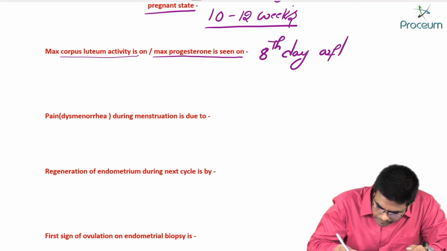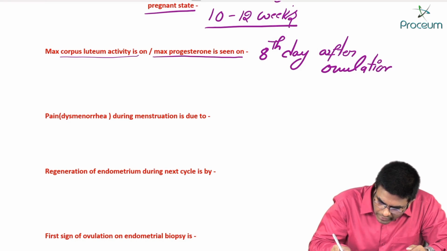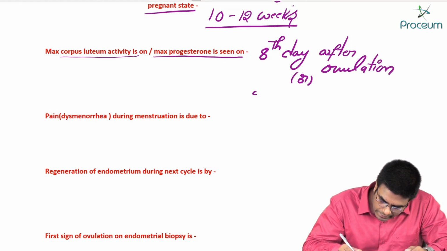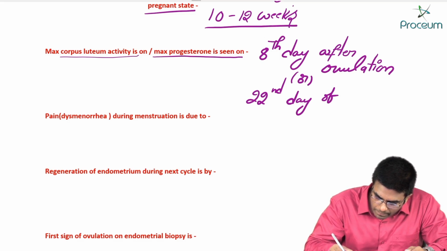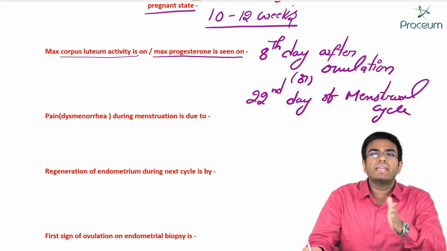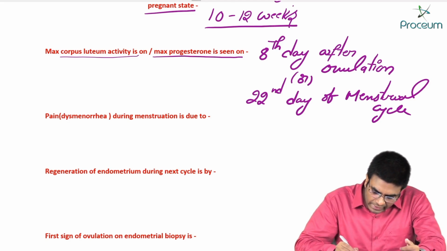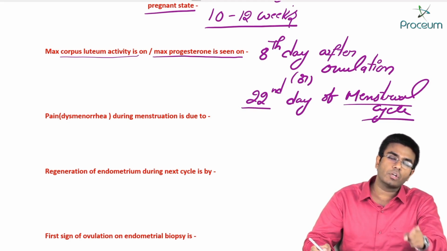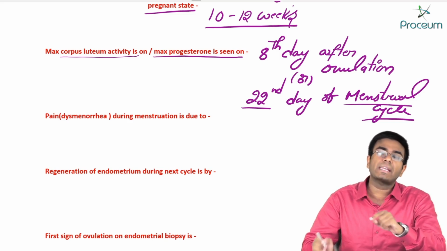after ovulation. Okay, 8 days after ovulation, or I can say it as 22nd day of menstrual cycle. Okay, so on 14th day ovulation is happening, 14 plus 8, that is 22. So on 22nd day of menstrual cycle, there is a maximum production of progesterone or maximum corpus luteal activity.